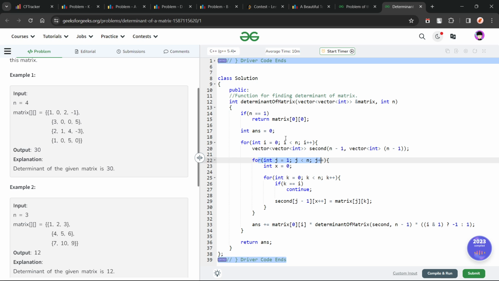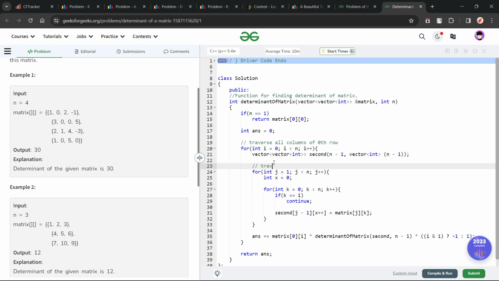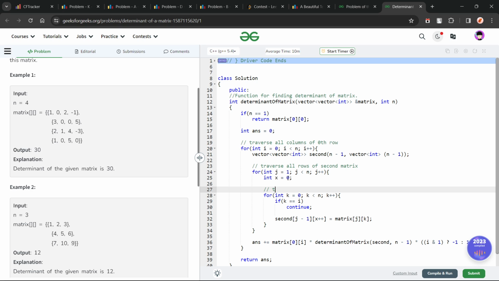Let me write it in comments also. So traverse all columns of 0th row, right? Now this second loop is going to traverse all rows of second matrix, right? Now I have this particular for loop for rows, so I also need to have a for loop for columns, traverse all columns of second matrix. So basically I am trying to build this second matrix.